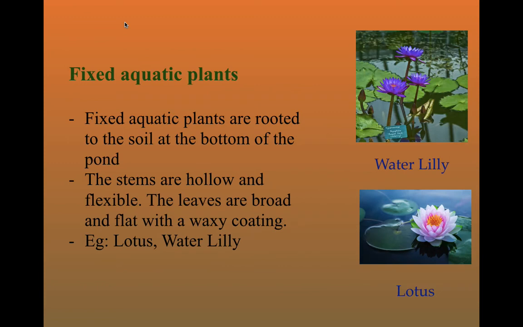Now we will see the next type of plant, that is fixed aquatic plant. Fixed aquatic plants are rooted to the soil at the bottom of the pond. The stems are hollow, light and flexible. The leaves are broad and flat with a waxy coating. They float on the surface of water. Example, water lily and lotus. Hope you all have seen lotus, right? It is a very beautiful flower. It is the national flower of India. In that, leaves are very broad and the stems are hollow and the plants are rooted to the soil at the bottom of the pond.